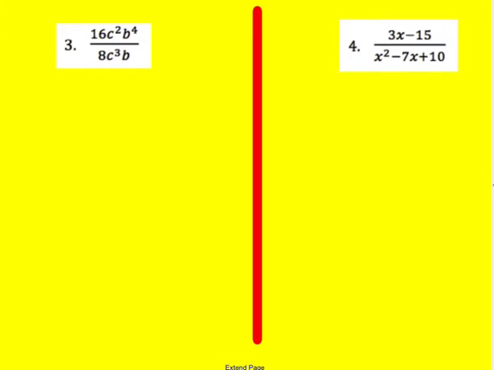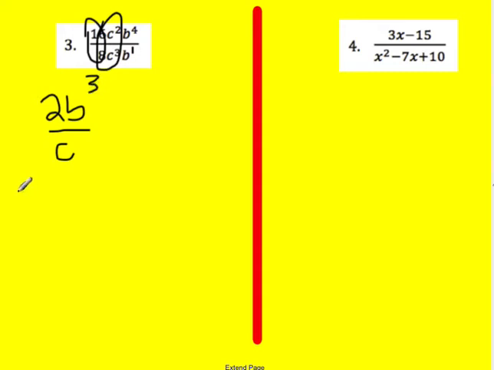Now, let's take a look at number 3. So we are simplifying these rational expressions. So first things first, 16 divided by 8. I can reduce that fraction. So 16 divided by 8 is going to give me 2. And then I have c cubed divided by c squared. And on the bottom, that's going to give me c. And then I have b to the 4th divided by b to the 1st. Subtract those exponents, and I get b to the 3rd. Okay, so remember that wherever your larger amount of letters are, that is where your letter should reside.